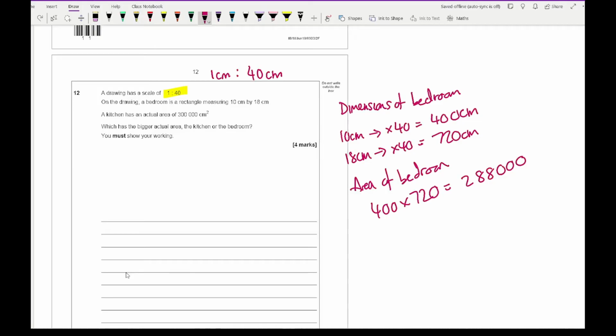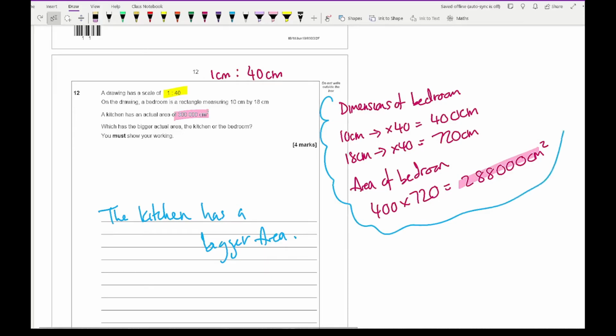288,000 centimeters squared. Now again, comparing the two, if I just highlight 300,000, which is the kitchen, and 288,000, we can see here that the kitchen has a bigger area. And there we go. Now obviously we need to make sure that all of this working out is in the correct area, make sure that it is in the correct space. We just need to put that there.